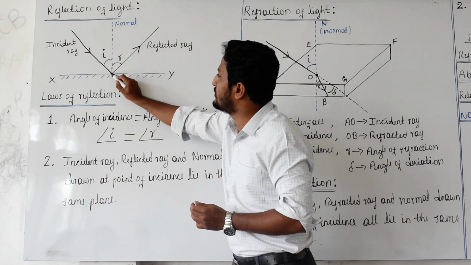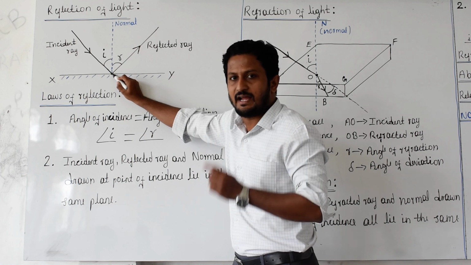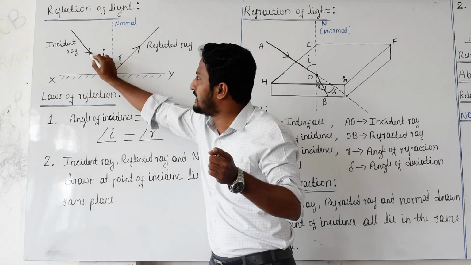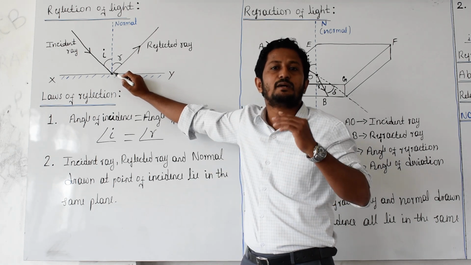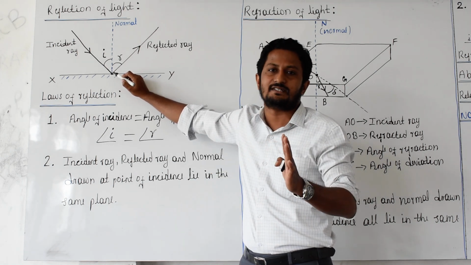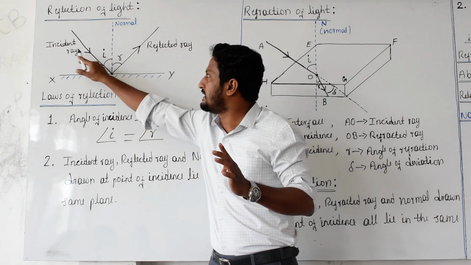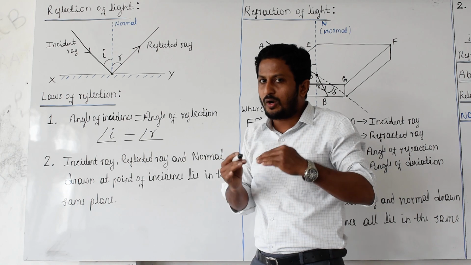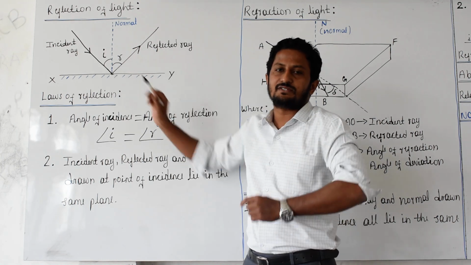And this point here, you just look at this one. This point at which the light got incident is called the point of incidence. The point at which the incoming light got incident is called the point of incidence.